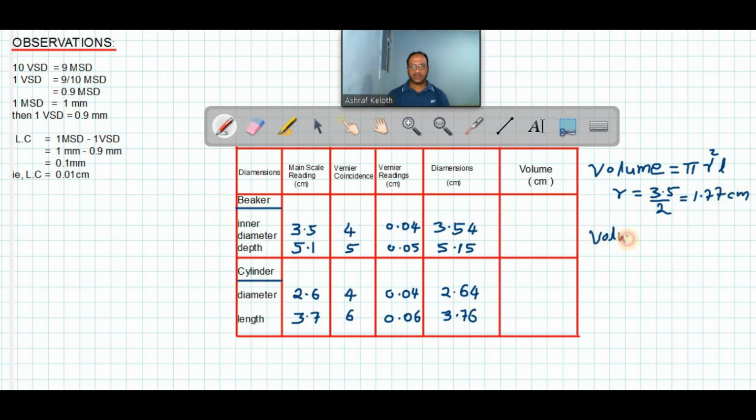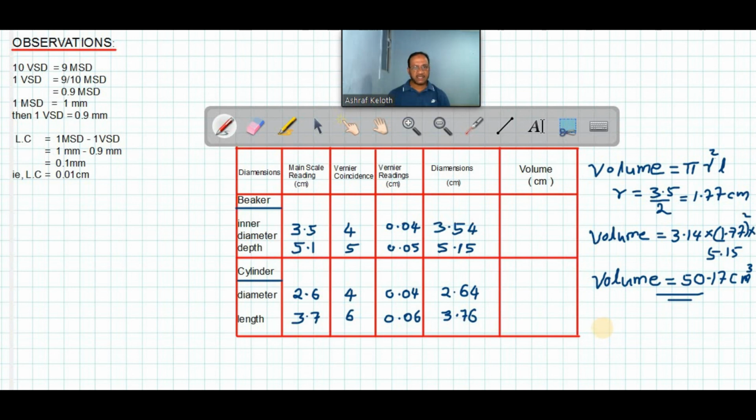Then we can find the volume. Volume is equal to pi r square L, that is 3.14 into radius 1.77 squared, into length. Length means depth of the beaker. Depth we obtained 5.15 centimeters. On doing this calculation, the inner volume of the beaker is 50.17. Unit is centimeter cube. Okay, so all of you write down the result. First result: the inner volume of the given beaker is equal to 50.17 centimeter cube.